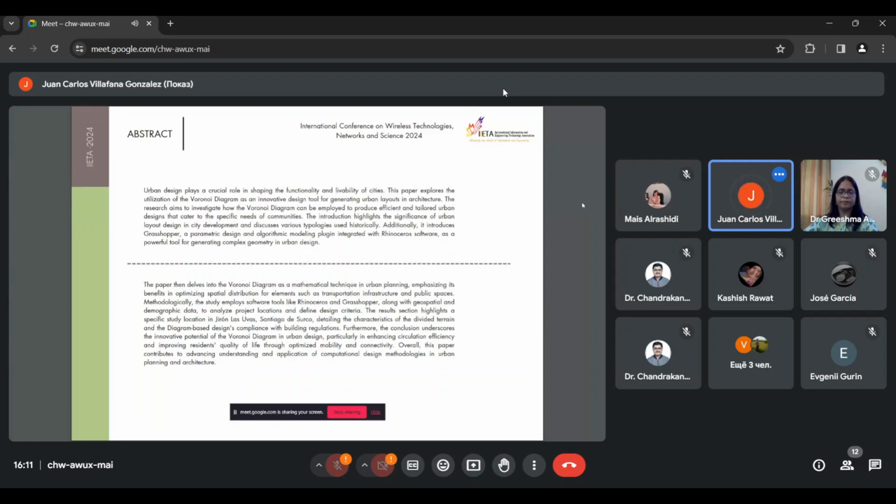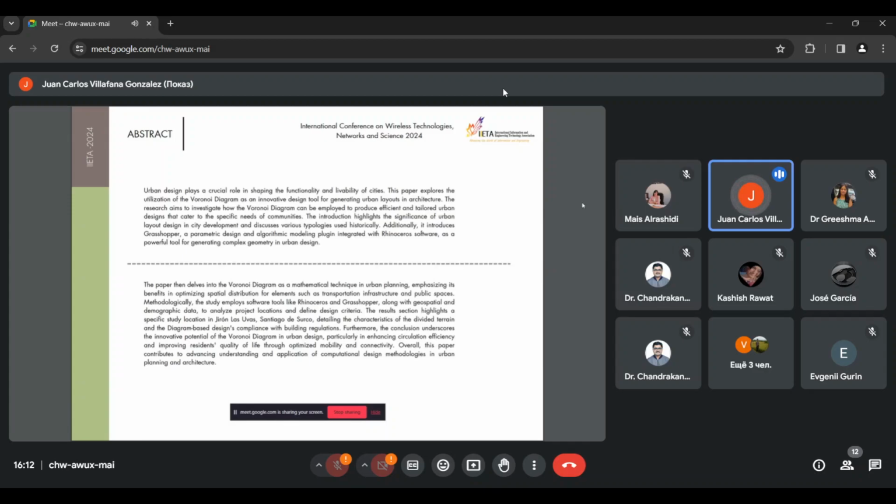In the abstract, urban design plays a crucial role in shaping the functionality and livability of cities. This paper explores the utilization of the Voronoi diagram as an innovative design tool for generating urban layouts in architecture. The research aims to investigate how the Voronoi diagram can be employed to produce efficient, tailored urban designs that cater to the specific needs of communities.